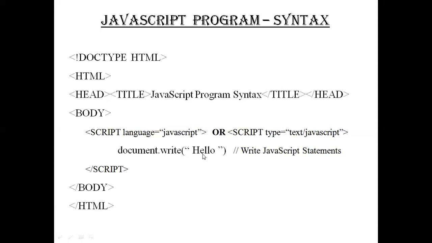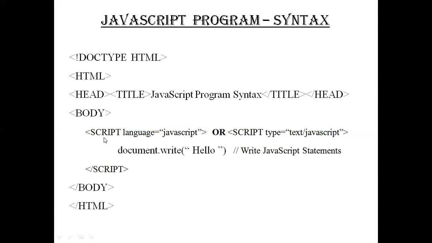If you want to just display something, you can say document.write. If you are making calculations, you can do so with arithmetic or any other types of operators. And if you are writing loops also, you have to write them within this tag. So between the script and the close script will be your JavaScript statements. And then close the body and close the HTML.